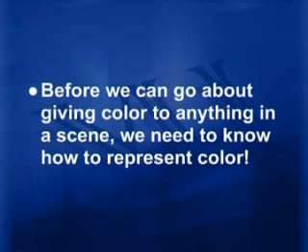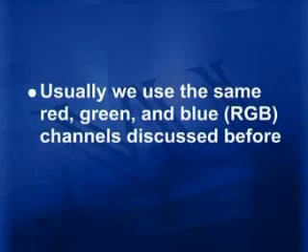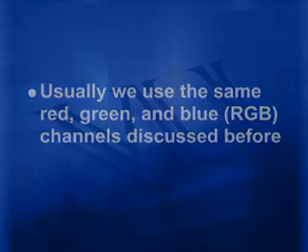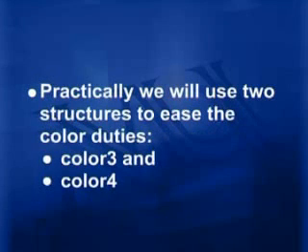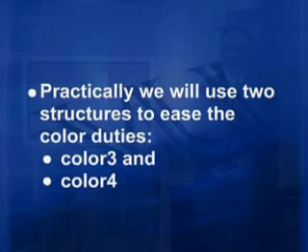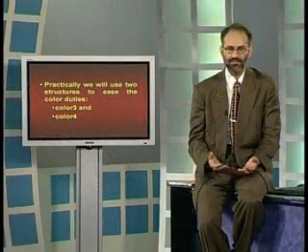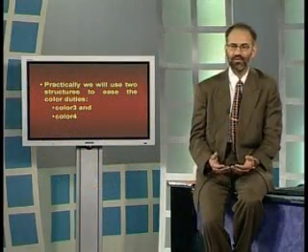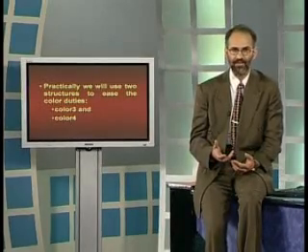Before we can go about giving color to anything in any scene, we need to know how we can represent color. Usually, we use the same red, green and blue or RGB channels that we have discussed before to represent color. And practically, we will use 2 structures to ease the color duties out. One is called the color 3 and the other one is color 4. You would have guessed by now, right? Color 3, RGB. Color 4 is going to make use of the alpha channel as well.